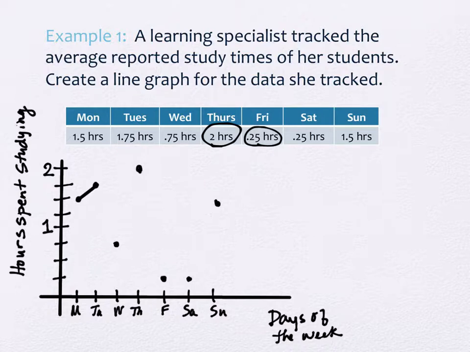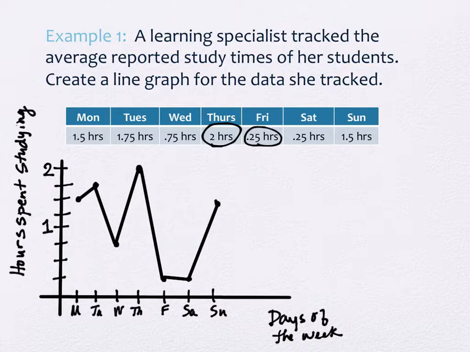So we got Monday to Tuesday, Tuesday to Wednesday, Wednesday to Thursday, Thursday to Friday, Friday to Saturday, and Saturday to Sunday. Something like that. My Friday to Saturday doesn't look very convincing as straight, but it should be. Well, it's straight, it's just not horizontal. Okay. That's it. That's a line graph, except that I'm missing a title.